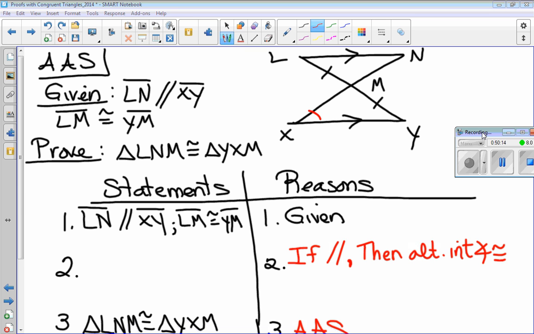Okay, angle X and angle N. I agree. So angle X is going to be congruent to angle N. Is there another pair? L and Y. A different set of letters there. So angle L is congruent to angle Y.